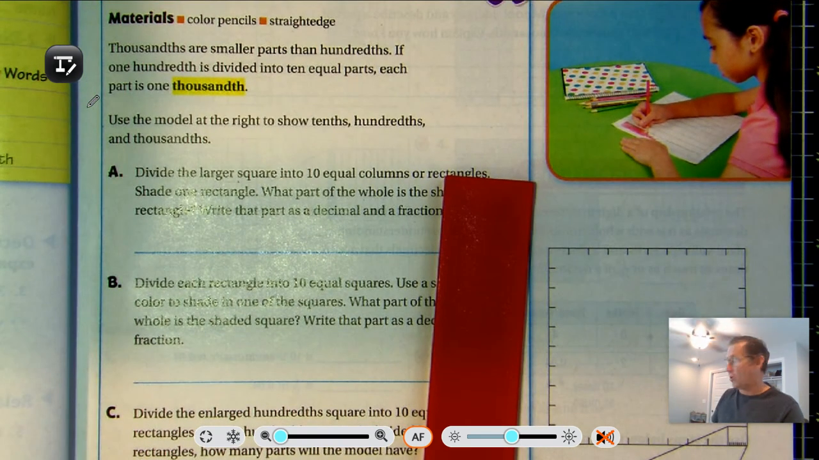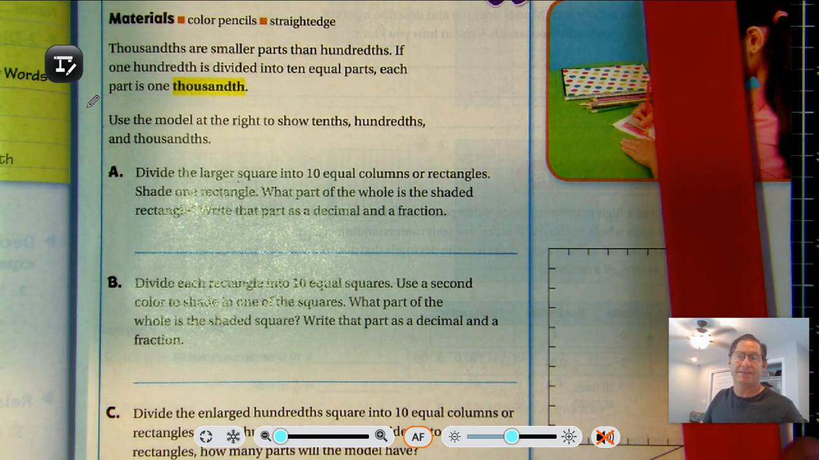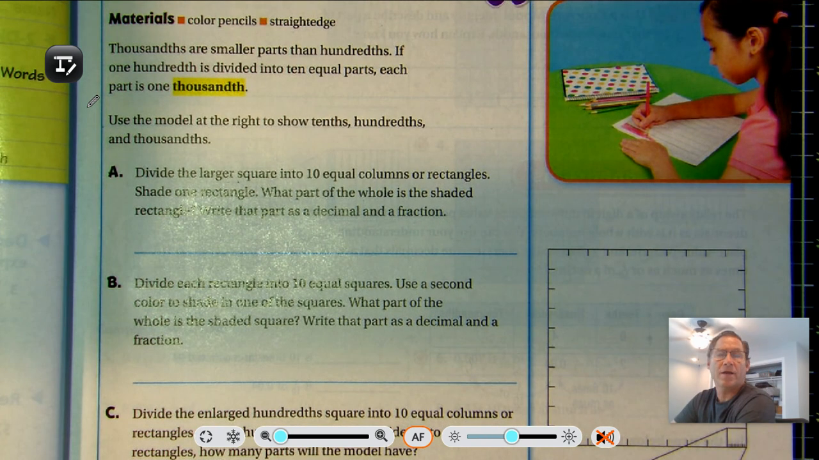Thousandths are smaller parts than hundredths. If a hundredth is divided into 10 equal parts, each part is a thousandth because we have 10 times 100. Each of the 100 parts times 10 more parts would be 1,000. So we're going to use the model at the right to show tenths, hundredths, and thousandths.